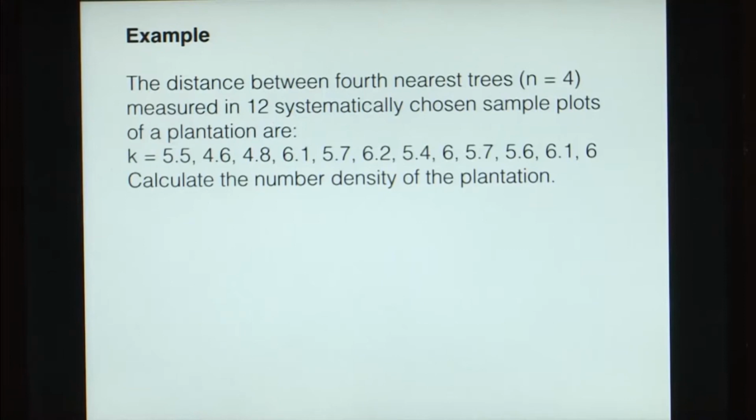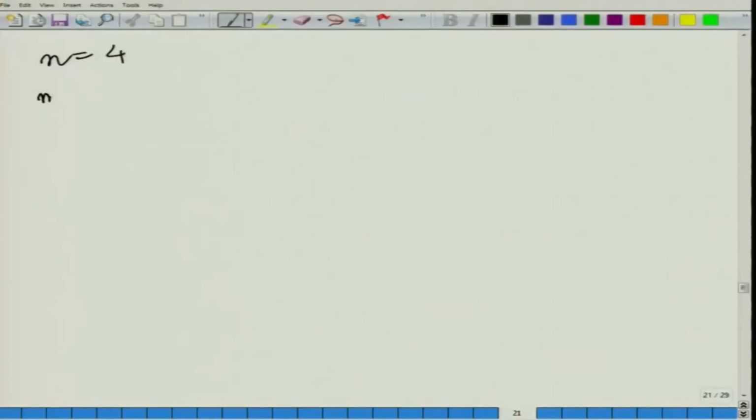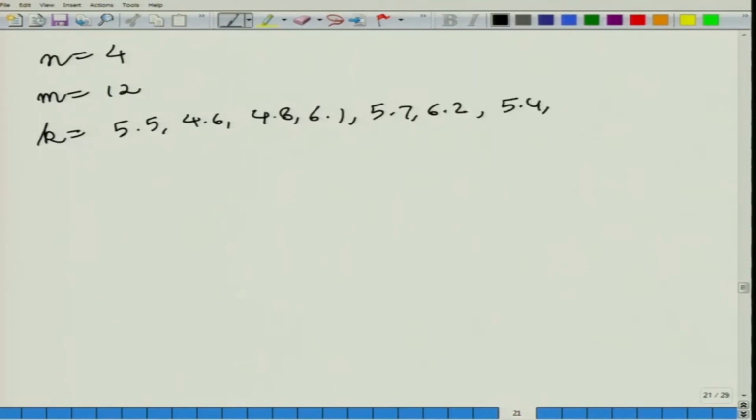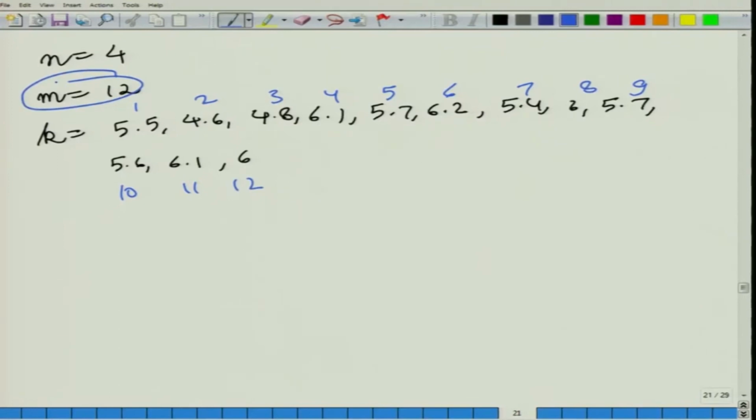So, how do we do that? We are given n is equal to 4, m is equal to 12 and the values of k are 5.5, 4.6, 4.8, 6.1, 5.7, 6.2, 5.4, 6, 5.7, 5.6, 6.1 and 6. So, how many values do we have here? 1, 2, 3, 4, 5, 6, 7, 8, 9, 10, 11 and 12. So, we have 12 readings and we are required to find out the number density.